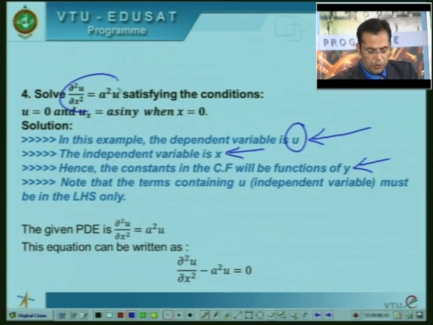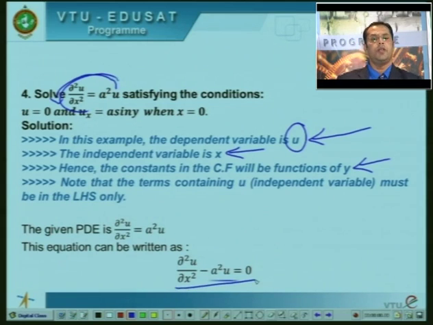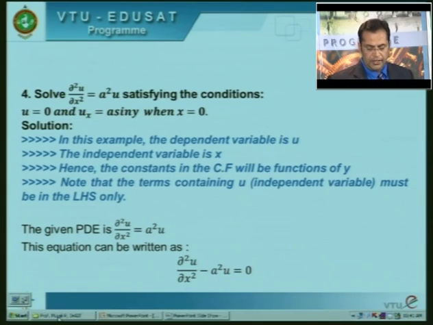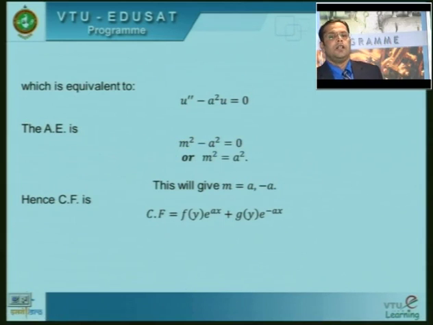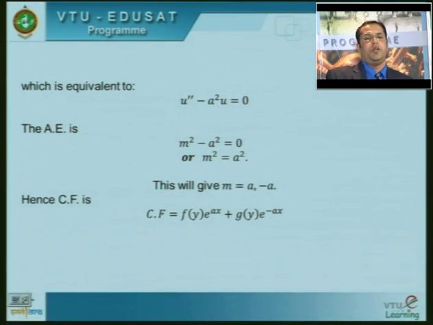This u double derivative should go to the LHS only because it contains the dependent variable. So, the given PDE, which is dou square u by dou x square equal to a square u, can be written as dou square u by dou x square minus a square u equal to 0. Its equivalence in terms of the prime notation is u double dash for dou square u by dou x square minus a square u equal to 0.